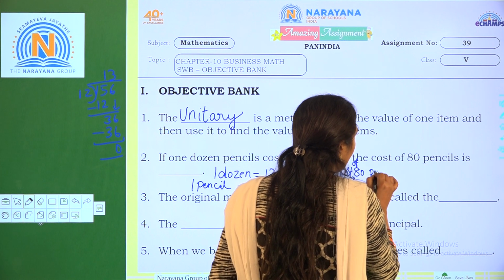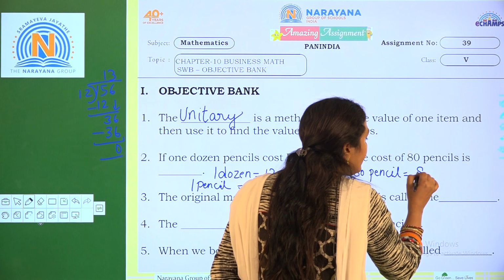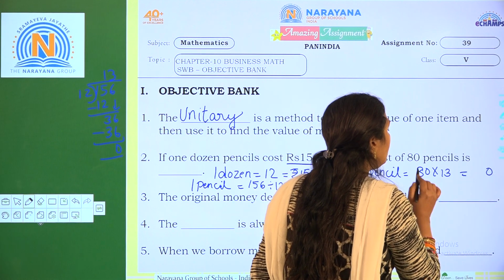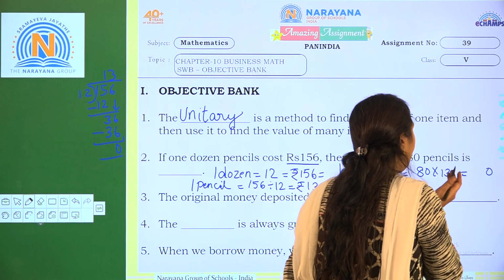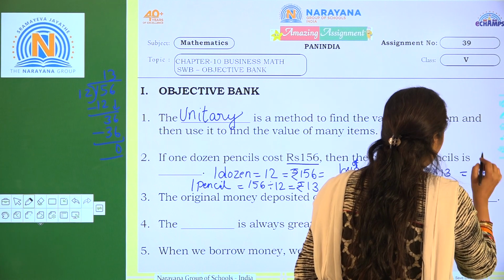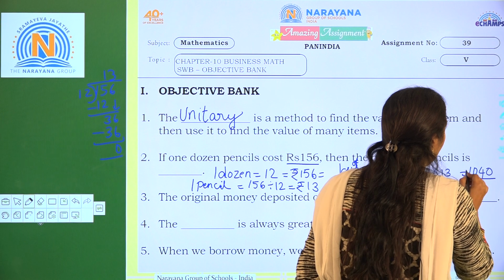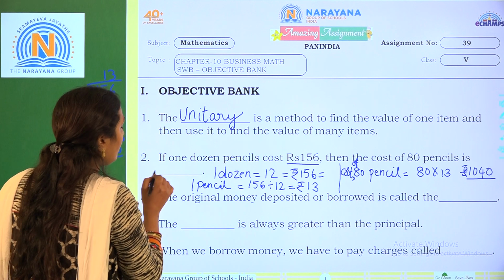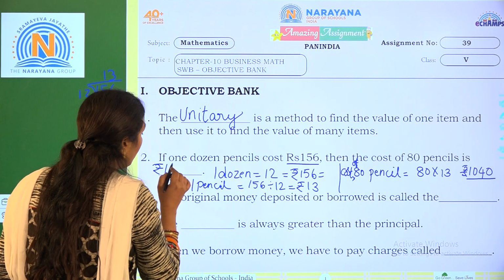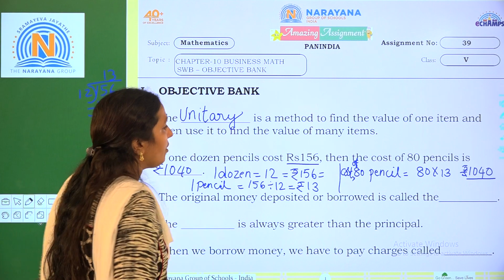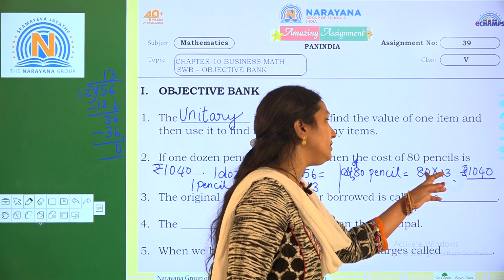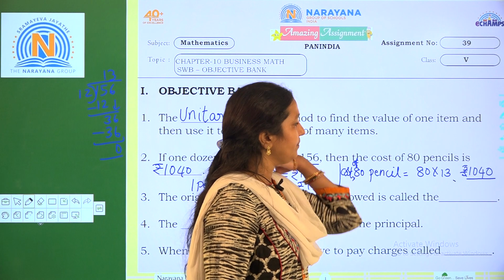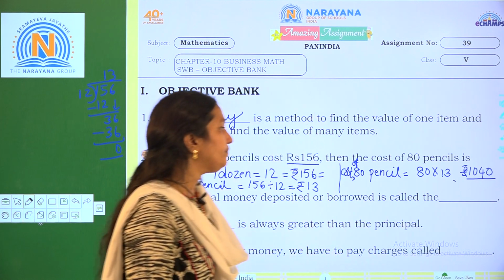Cost of 80 pencils equals how much, children? 80 into 13. Multiply 0, then 8 13s are 104. So 1040 rupees. So the cost of 80 pencils is 1040 rupees. Okay, children, now coming to the next one.